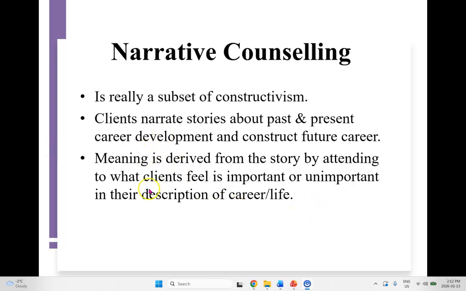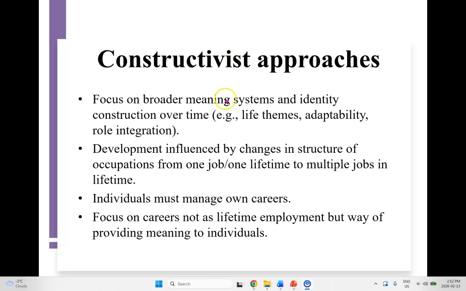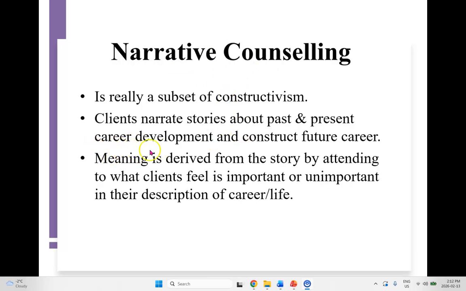Narrative counseling is considered a subset of constructivist approaches. In applying these methods, clients will narrate stories about their past and present career development and construct their future career. Meaning is derived from their stories by attending to what clients feel is important or unimportant in their description of their career or their life.